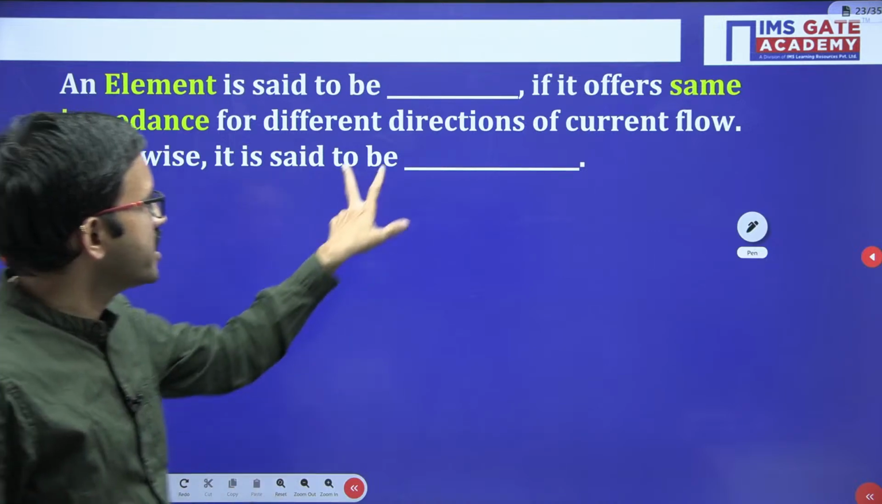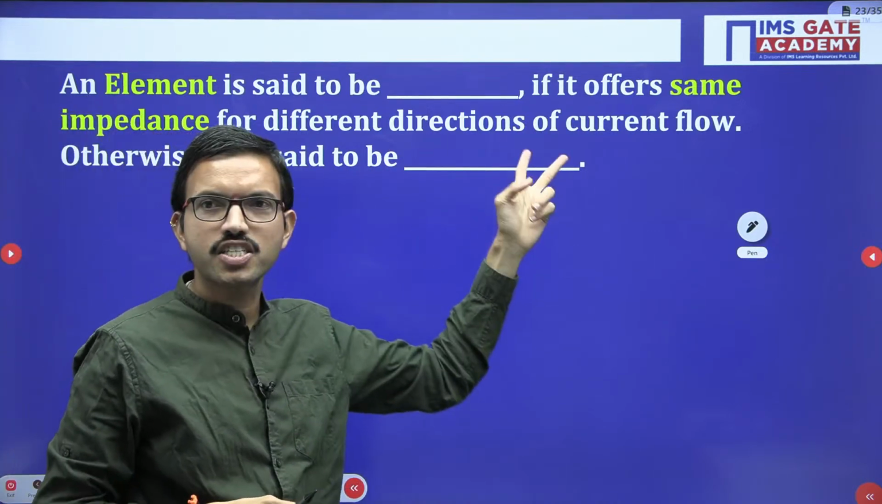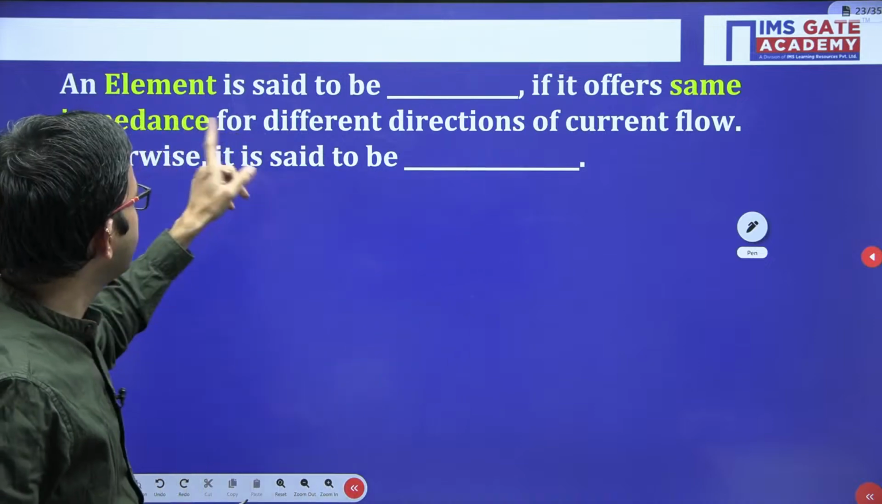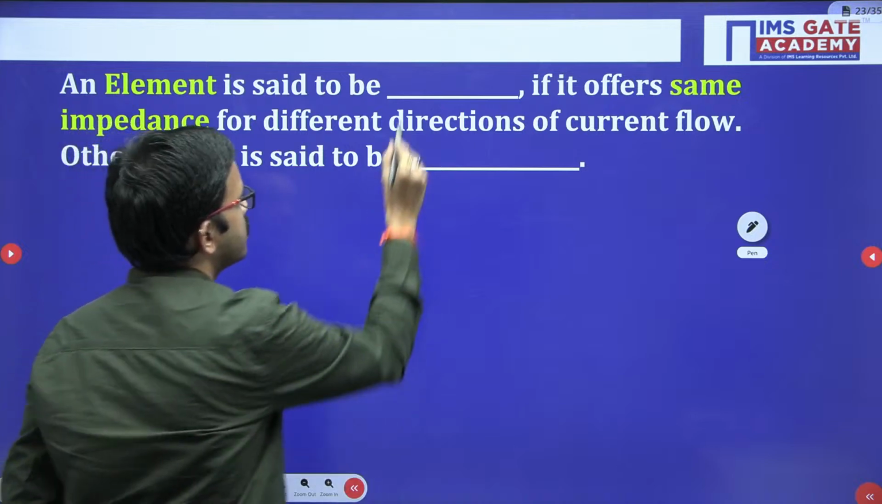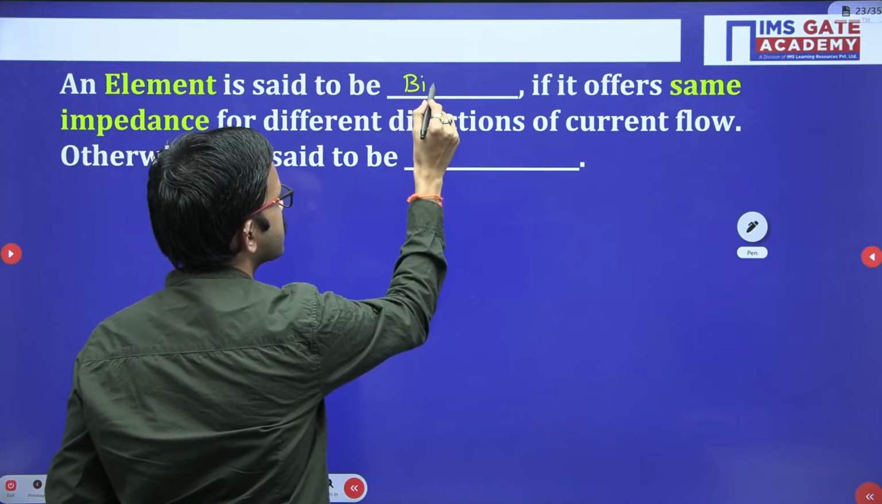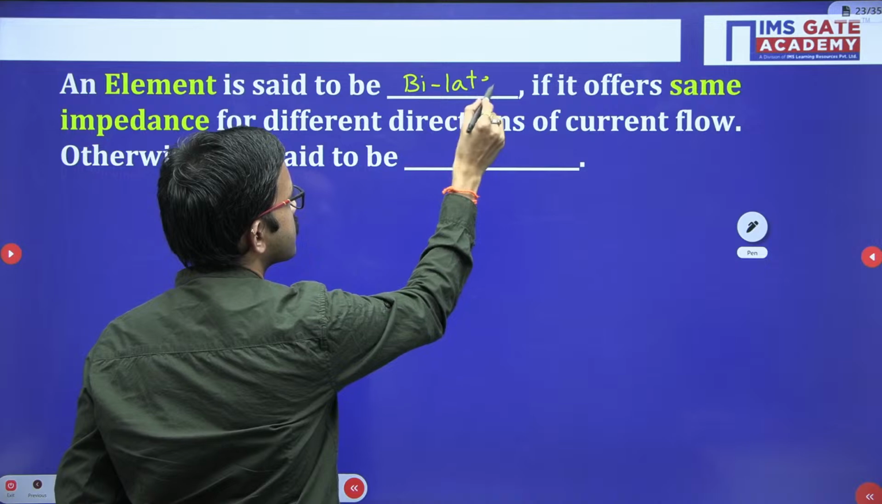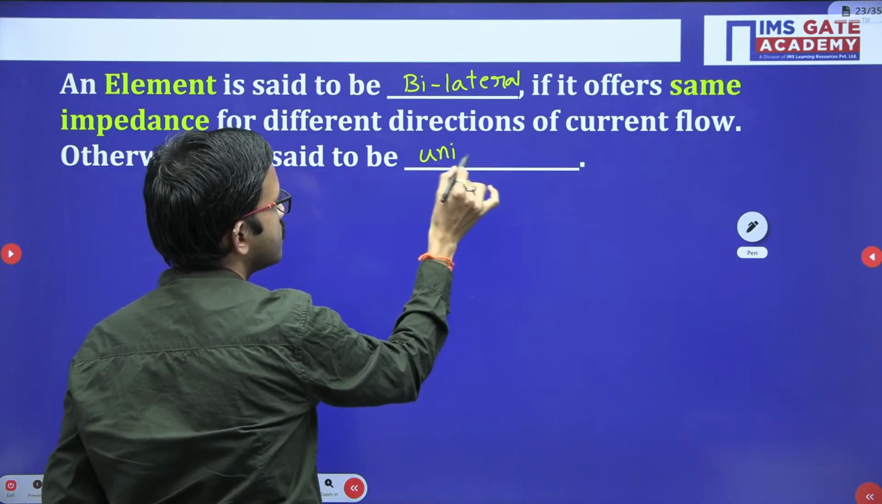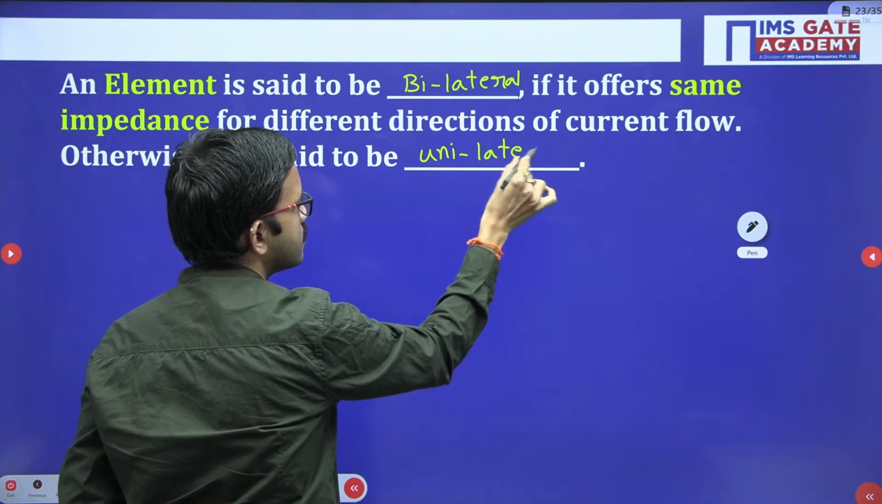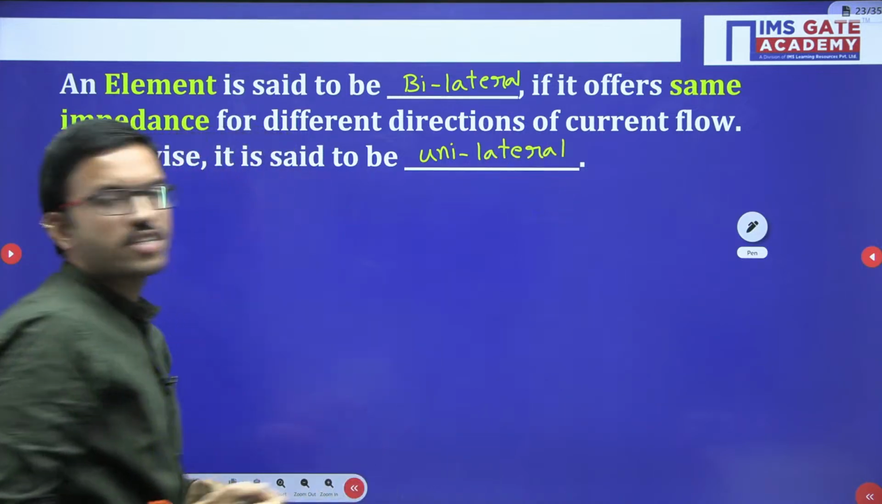So from here you can catch. For different directions of current flow, if it offers the same impedance, that means it is bilateral. Otherwise, it is said to be unilateral.